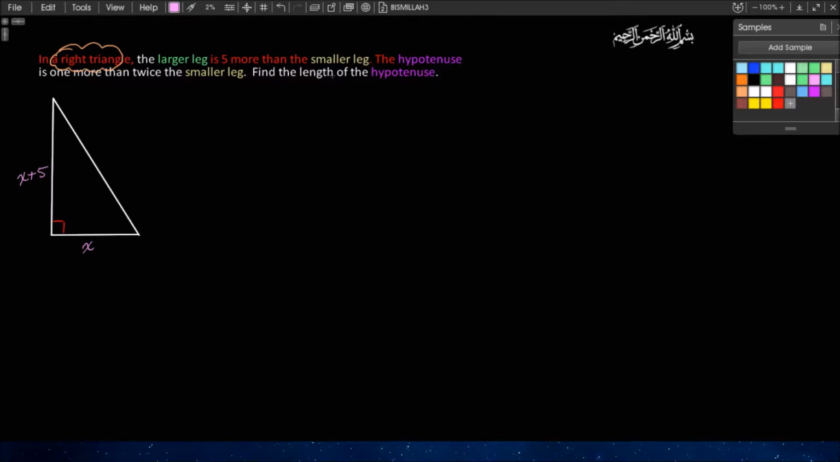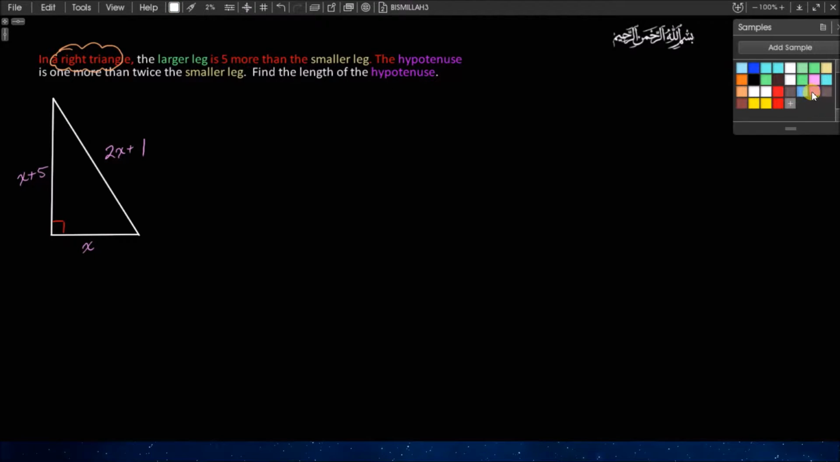Then I'm told that the hypotenuse is 1 more than twice the smaller leg. In other words, if I take the smaller leg and multiply by 2 and I add 1, I get the length of the hypotenuse. That sounds pretty good to me. The hypotenuse is 1 more than twice the smaller leg. Okay, find the length of the hypotenuse. So what are we going to do?